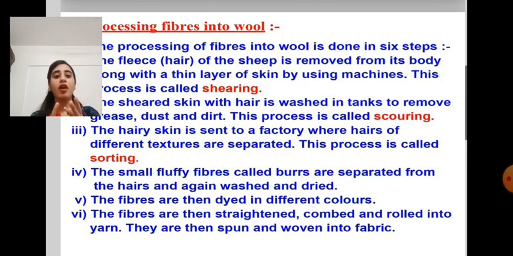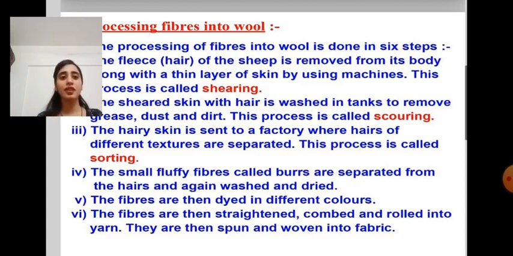Now the fibers are straightened, combed and rolled into yarn. They are then spun and woven into fabric. These are the processing of fibers. These processes are done to make fiber into wool.